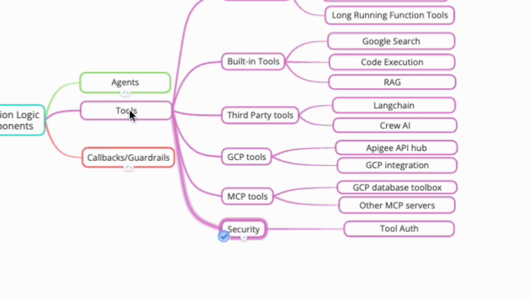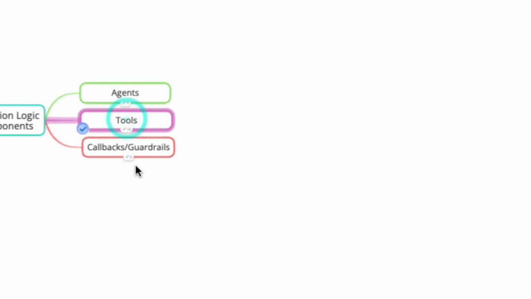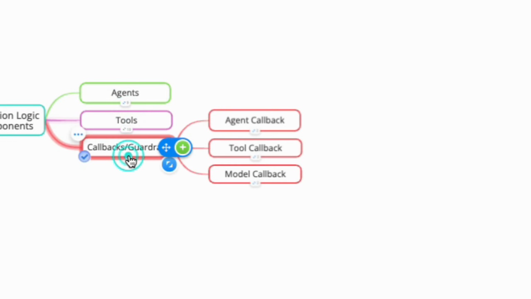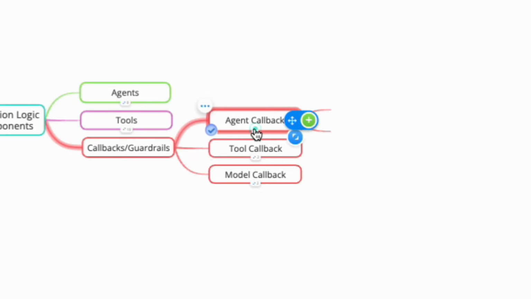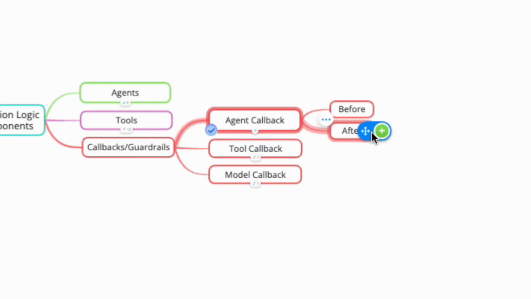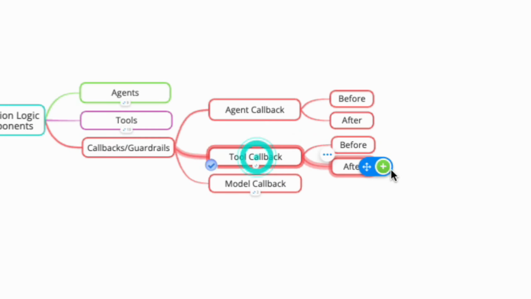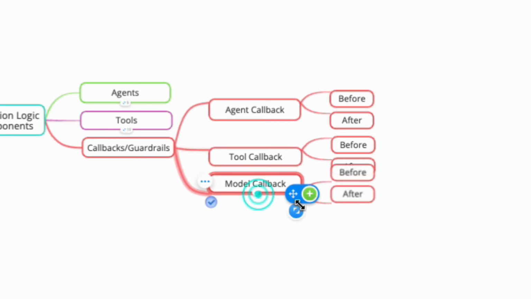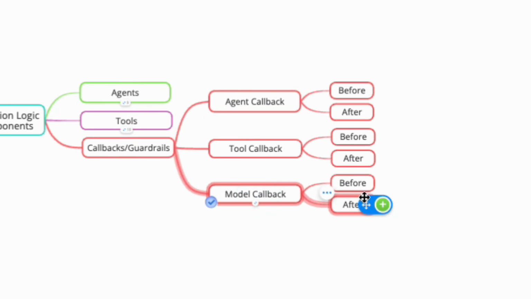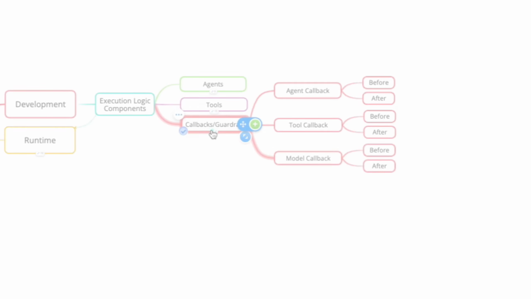The next component we take a look at is callbacks or guardrails. We have guardrails across the board in different components. Agents have their own guardrails, tools have their own guardrails, and models have their own guardrails. These protect the system from unwanted queries, and the guardrails are also set up as before and after, which means a guardrail can be applied before or after the execution of that component.